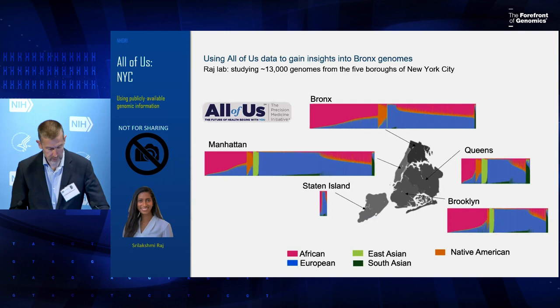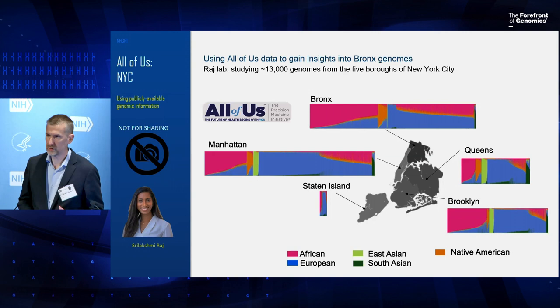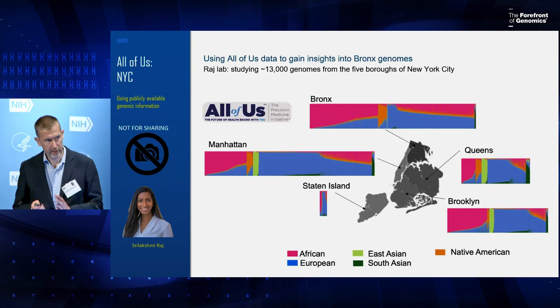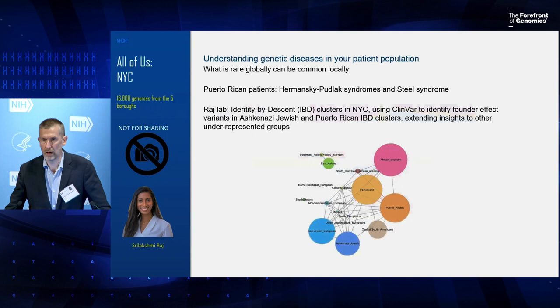So All of Us is a laudable approach in so many ways, because it has placed the ELSI issues of sequencing at the forefront, which has made it attractive to us. So what Sri has done with these sequences is she's done some identity by descent analysis to look to see where the more related groups of people exist within these 13,000 genomes.